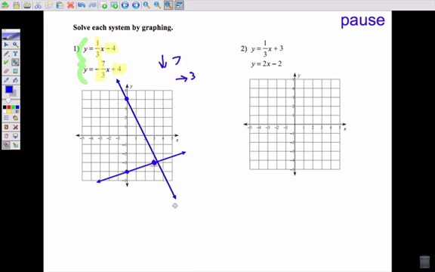Just going to go ahead and connect them. And we see obviously that they meet right here. So the last piece would be to just write the coordinates of this point. So it looks like 3 comma negative 3 are the coordinates of that point.